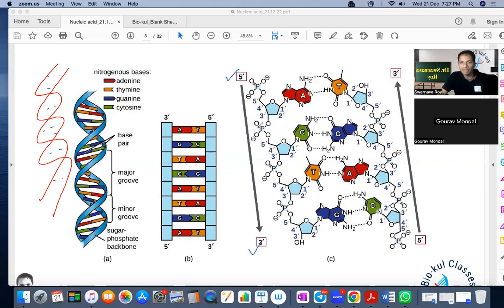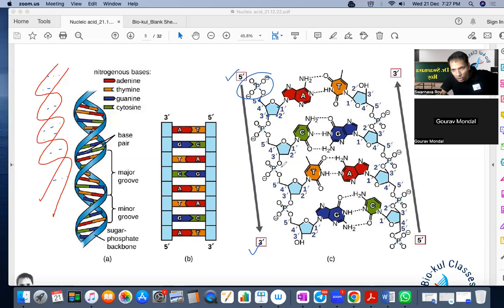Okay, what is this 5 dash 3 dash, Gaurav? This 5 dash is basically, look at the carbon number in the ribose. Very, very important. If you look at the carbon number, this is the first carbon, second carbon, third carbon, fourth carbon, fifth carbon, right? So this is the fifth carbon attached to the phosphate group. All right. And this 3 carbon is attached to the phosphate group. Can you see that? So 5 dash 3 dash.